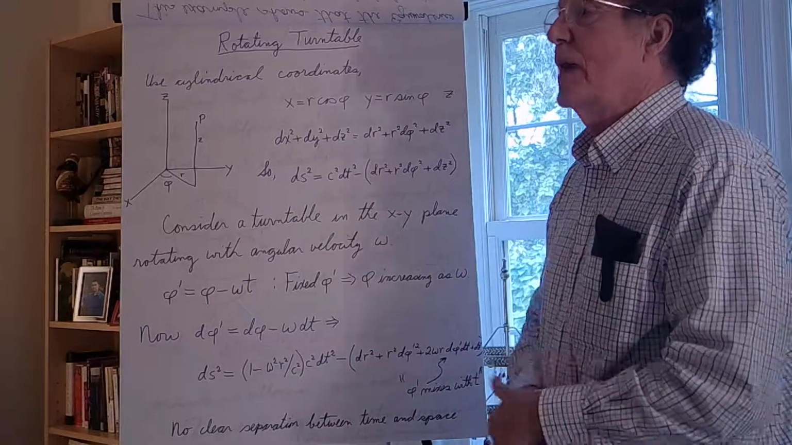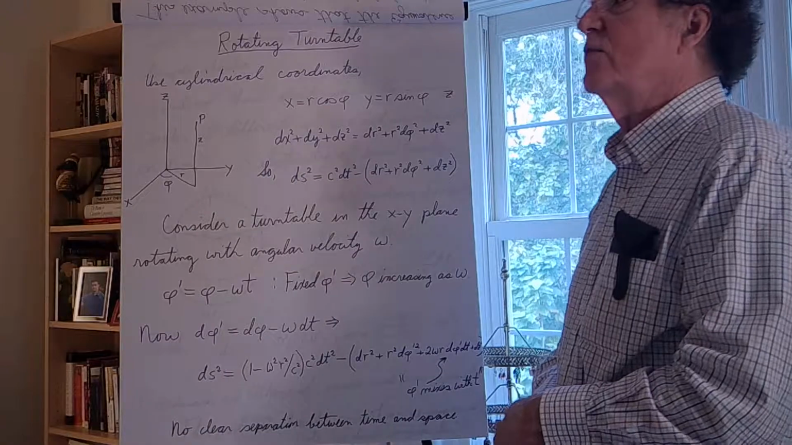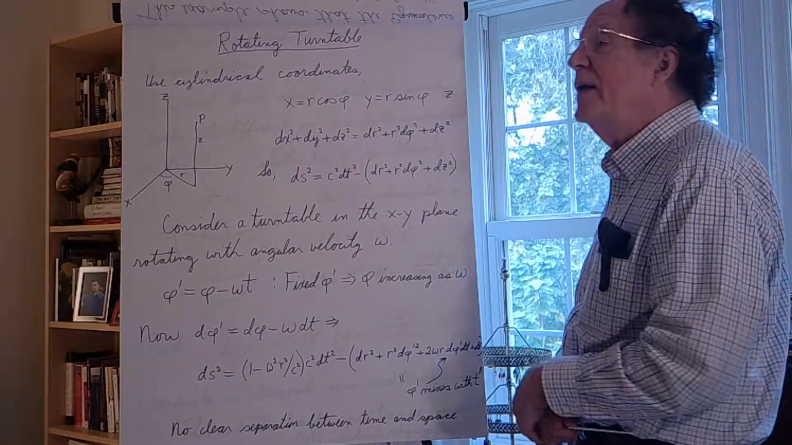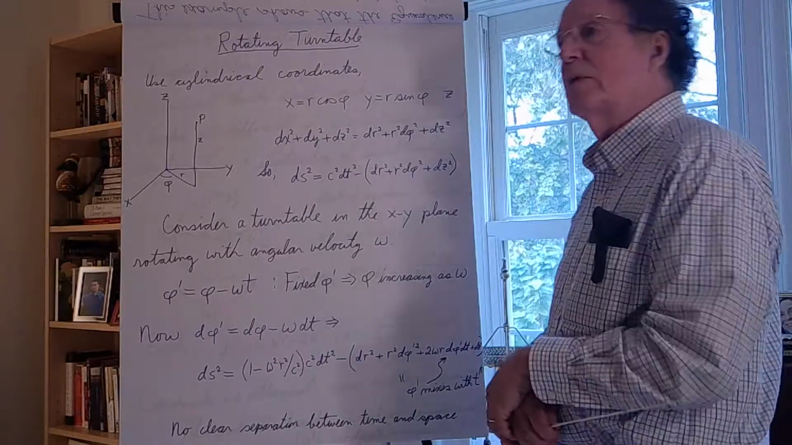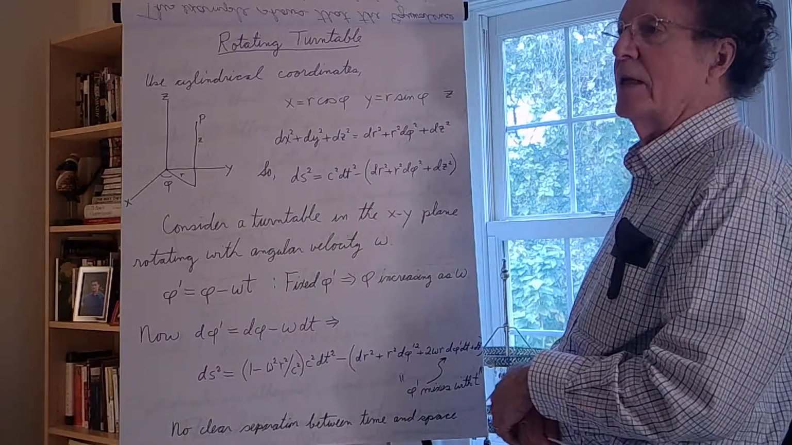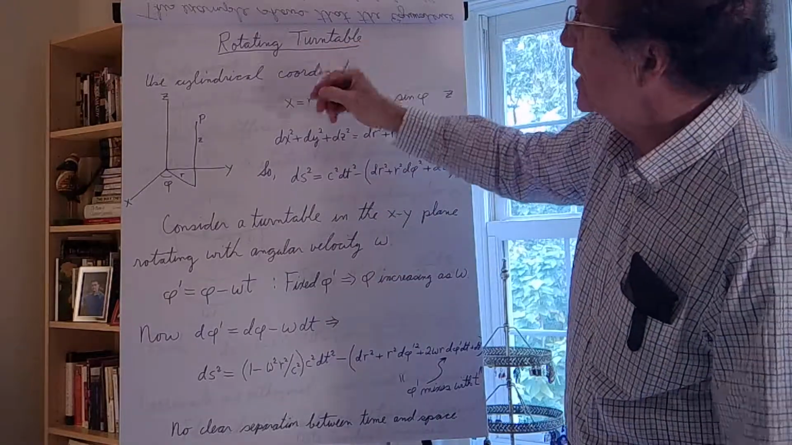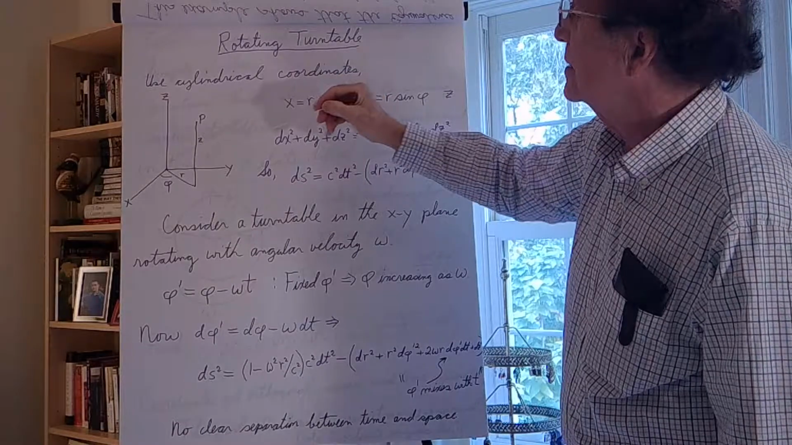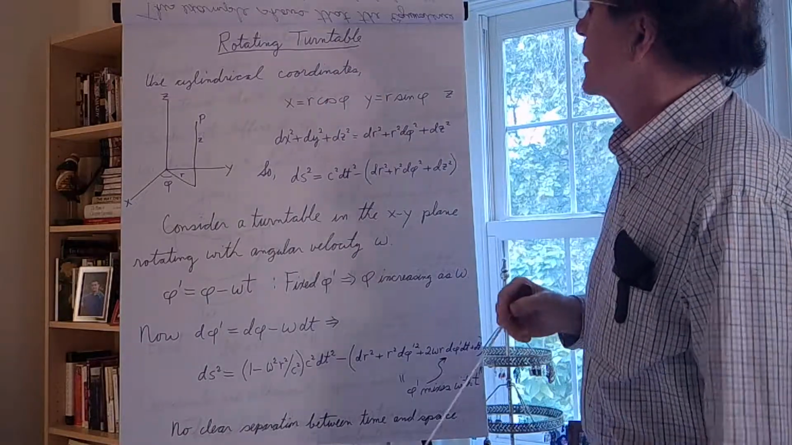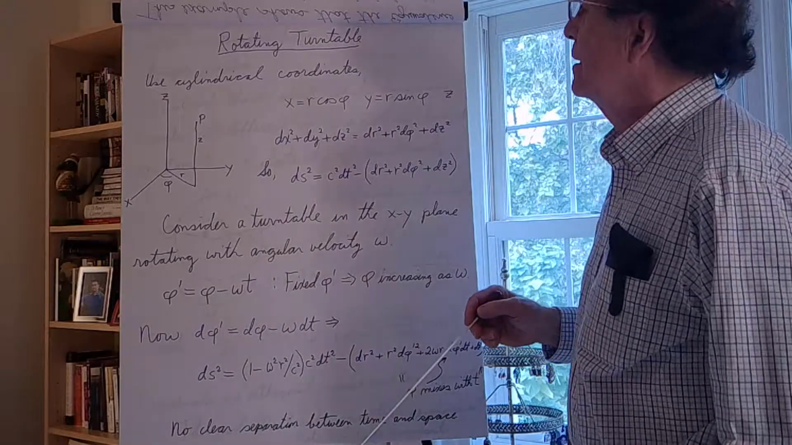There's no space-time curvature, but it's just a coordinate transformation from Minkowski space, one description of Minkowski space with Cartesian coordinates, to another description of Minkowski space from the perspective of a turntable. Well, the first thing, if I'm going to discuss a turntable, let's say it's in the XY plane and it's rotating around the Z-axis, I'm going to want to use cylindrical coordinates. It's a problem with axial symmetry.